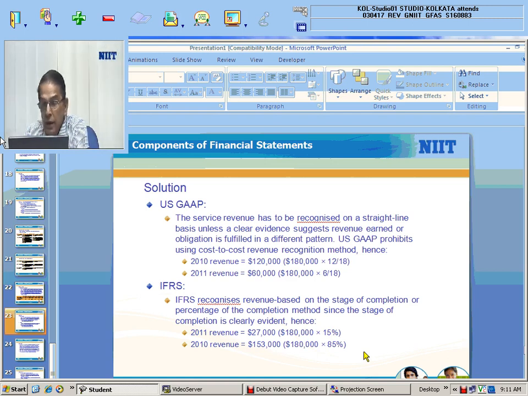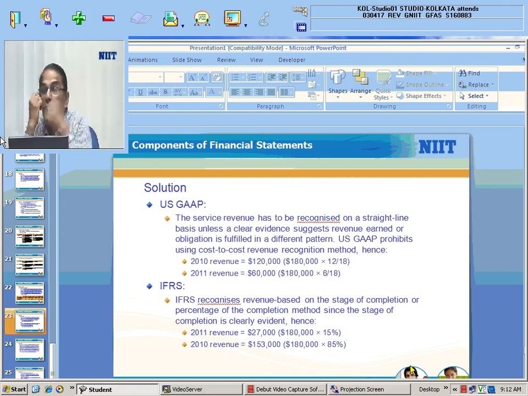So on the cost-to-cost method, the stage of completion, the cumulative percentage completion up to December 31st, 2010, is 85%, and the remaining 15% is getting completed in 2011. So under the IFRS method, 2010 revenue will be 1,80,000 into 85%, which is 1,53,000, and 2011 revenue will be the remaining 27,000, which is 15% of 1,80,000.